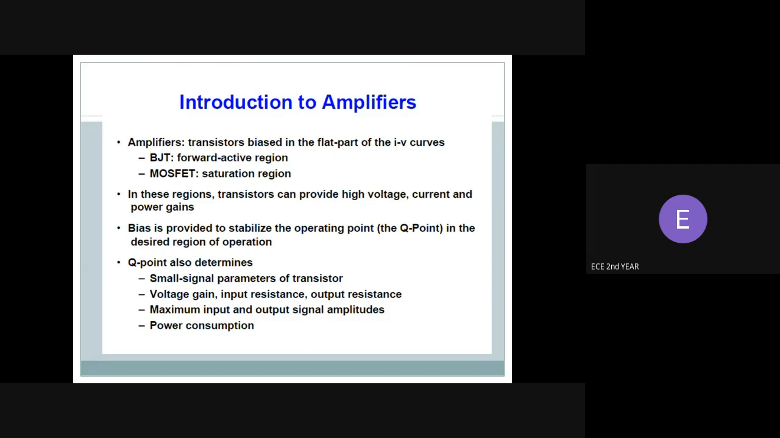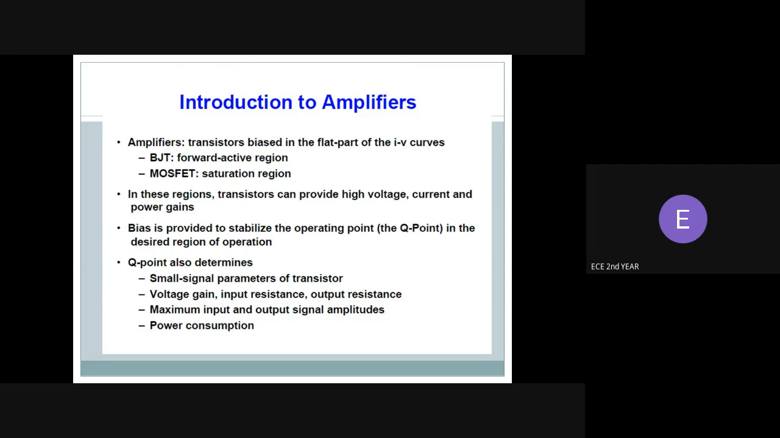Characteristics. You can see the characteristics of common base, common emitter, and common collector. Regarding the input impedance, common base has low input impedance, common emitter is medium, and common collector is high. Output impedance: common base is very high, common emitter is high, and common collector is low. Phase shift: other than common emitter, all have zero phase shift, whereas common emitter has a 180 degree phase shift.